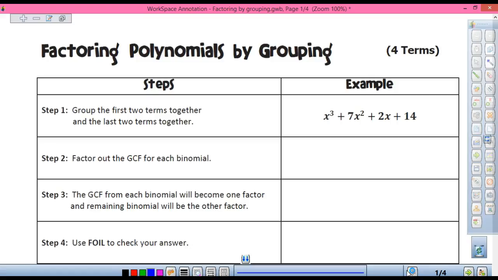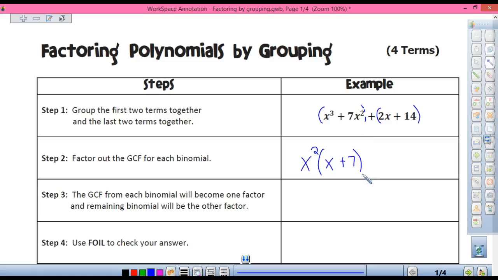What we're going to do is group together the first two and the last two. I always put parentheses around the first two terms and then around the last two terms. Now, we're going to factor out what's common in the first part. What does the first part have in common? X squared. Yeah, I can take an x squared out of both of those. If I take out an x squared out of the first part, what do I have left? X plus 7.